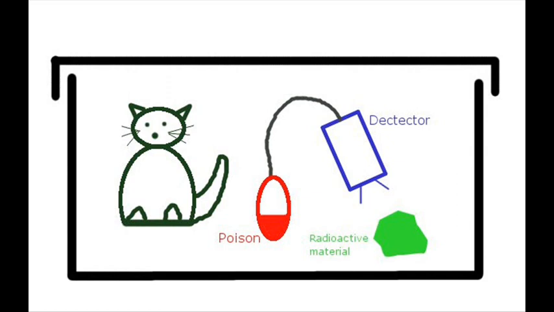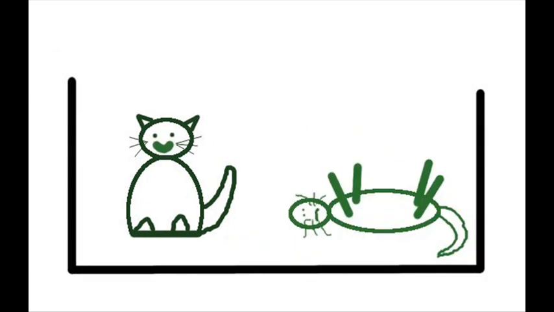It is set up in such a way that there is a 50-50 chance of the poison being released and the cat dying. Many people suggest that until the box is opened, the cat is in two states, namely dead and alive. In other words, it is only when a human observes the state of affairs that the wave function collapses. And this is where I begin to lose the plot.